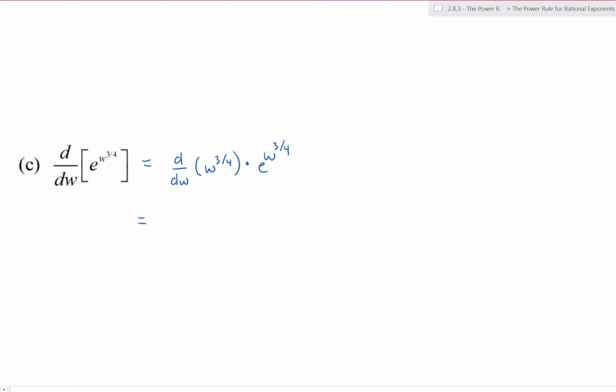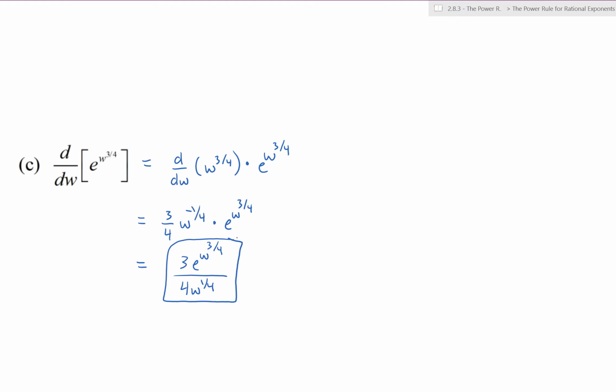And now we apply our new extended, if you will, power rule, and we get derivative of w to the 3/4 with respect to w is 3/4 w to the negative 1/4, 3/4 minus 1, negative 1/4, times e to the w to the 3/4, or if you prefer, 3e to the w to the 3/4 power, all divided by 4w to the 1/4 power. And once again, you could turn that into an expression that has the radical notation in it, but I'll just leave it as so. And so there you go.